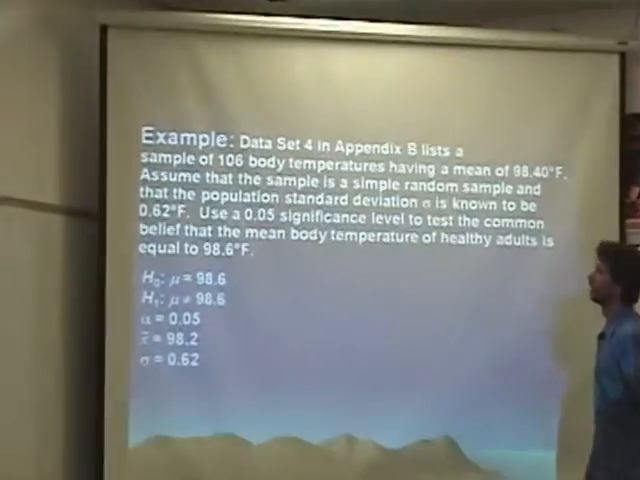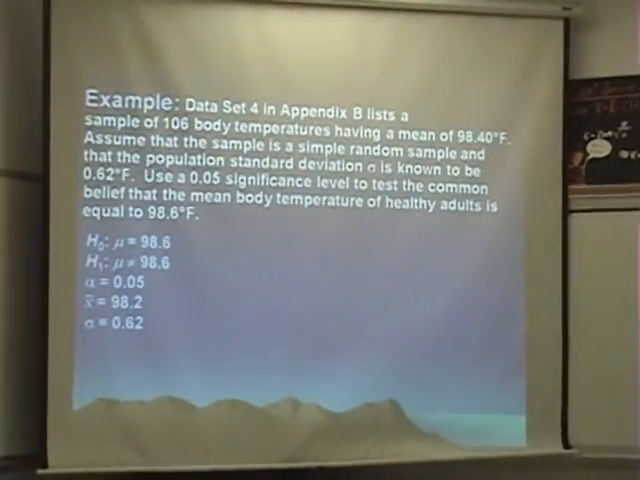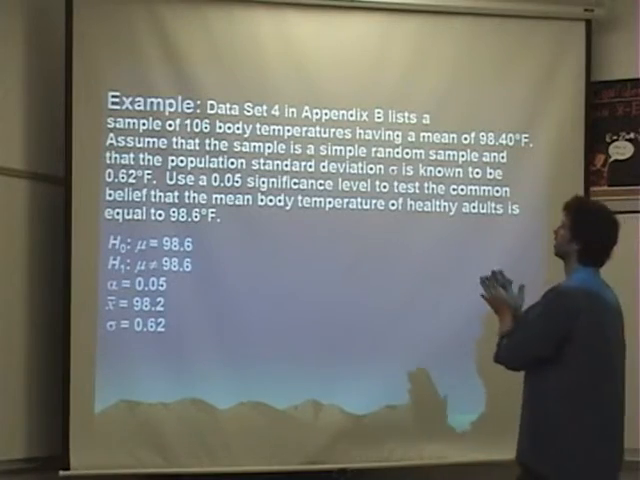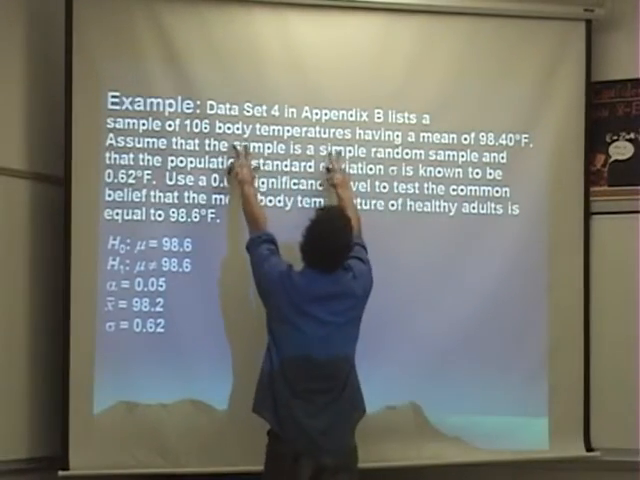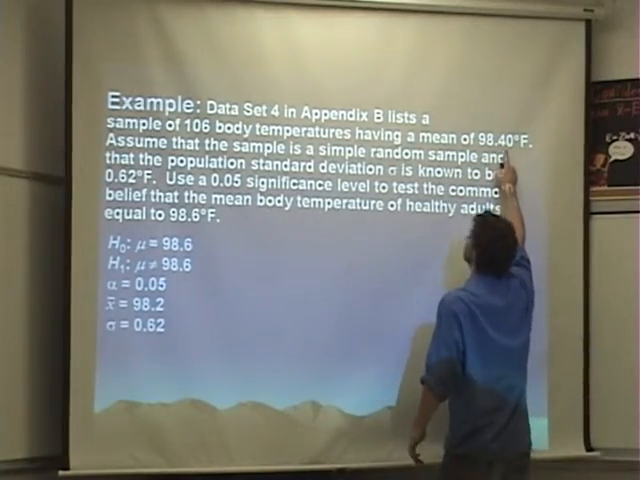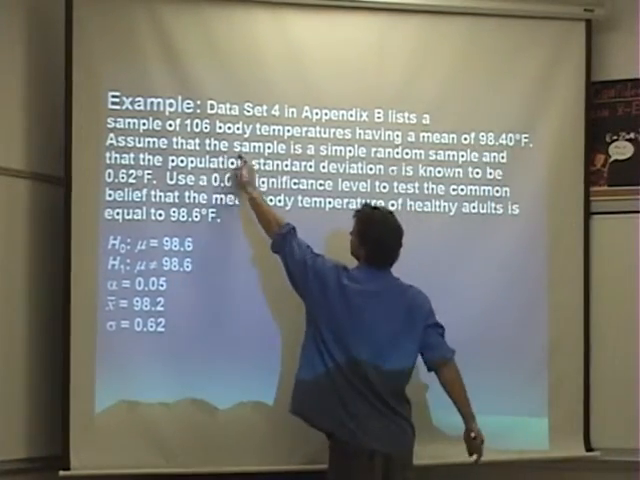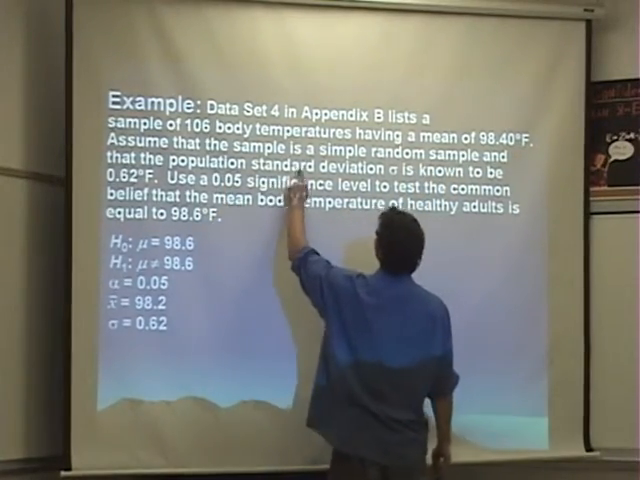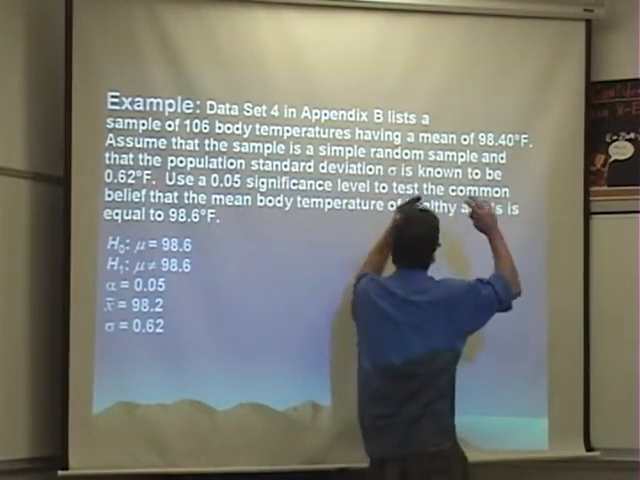So we're going to do 8.4 and 8.5, but this was one last problem that we're going to do on 8.4. Data set 4 in Appendix B lists a sample of 106 body temperatures having a mean of 98.4. Assume the sample is a simple random sample and that the population standard deviation sigma is known.